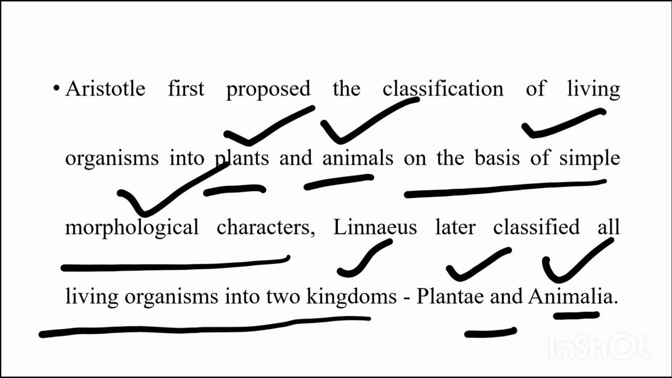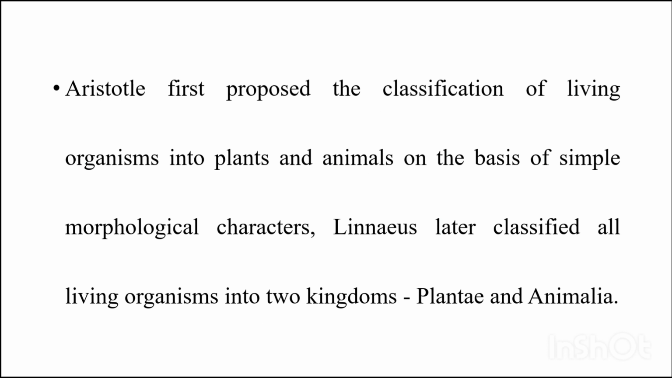At first Aristotle, the name of the scientist is Aristotle, tried to classify all the living organisms into two categories: one is plant and the second one is animal. And he classified on the basis of the morphological character. What is morphological character? All the external visible characters of an organism are called morphological characters. Later on, Linnaeus systematically classified all the living organisms into two kingdoms: one is plantae, second one is animalia.